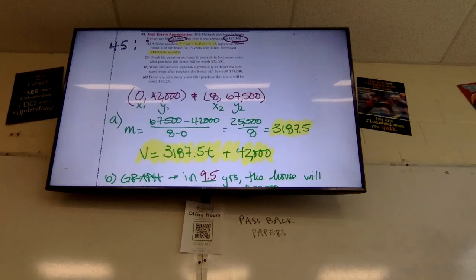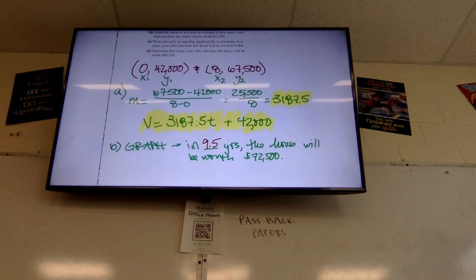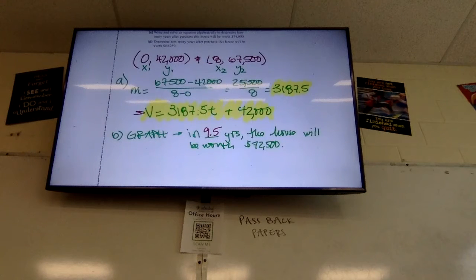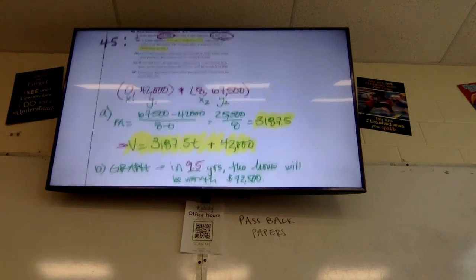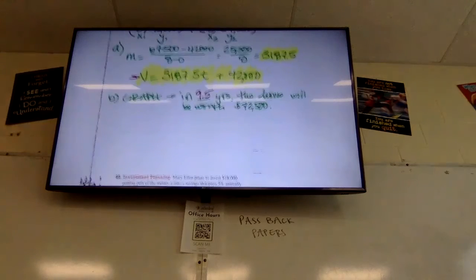The next one says, write and solve the equation algebraically to determine how many years after purchase this house will be worth $74,000. Okay, now I'm going to do it algebraically, not in my calculator. This is my equation still. Where am I going to put $74,000? What am I going to replace? Megan? V. Very good. The value. My final answer, I want to know in how many years. So I want to know what T is, which means the V is my number. So I'm going to plug 74,000 in for my V, and I'm going to solve.